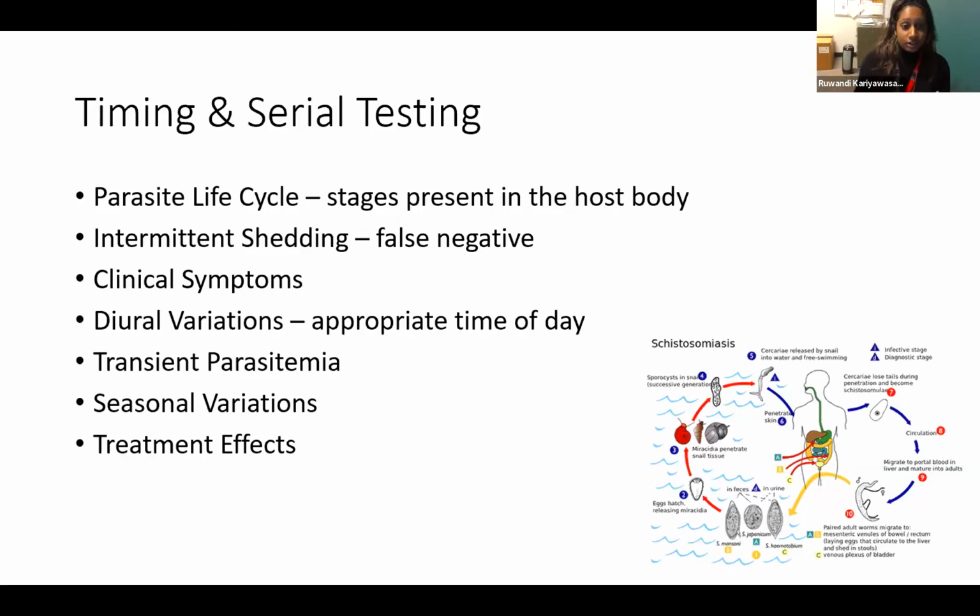Some infections have transient parasitemia, for example Trypanosoma brucei, causing African sleeping sickness, where parasites may appear and disappear in the blood. Again, another reason why you want to collect multiple samples over time. There's seasonal variations and treatment effects. All of this contributes to the complications that we face with trying to diagnose a parasitological infection.